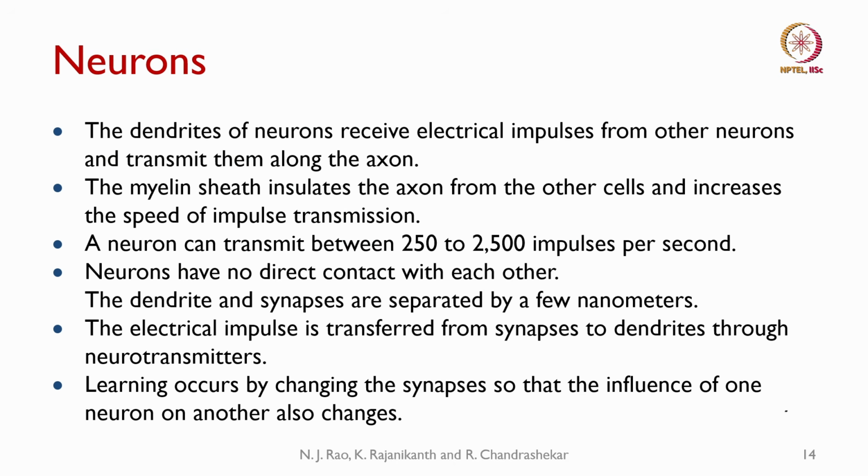A neuron can transmit between 250 to 2500 impulses per second. Neurons have no direct contact with each other. The dendrites and synapses are separated by a few nanometers. That is the distance between them. Electrical impulse is transferred from synapses to dendrites through neurotransmitters. Learning occurs by changing the synapses so that the influence of one neuron on another also changes.